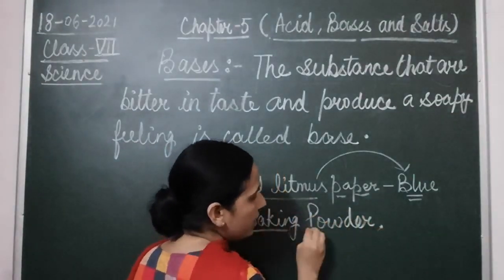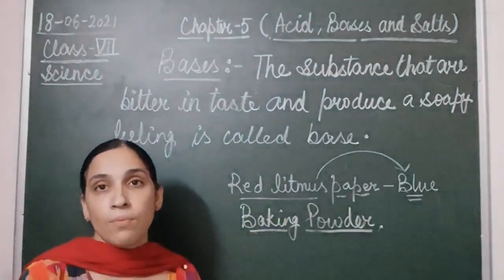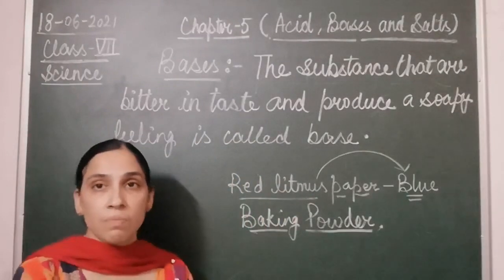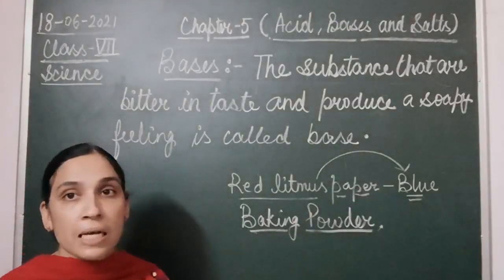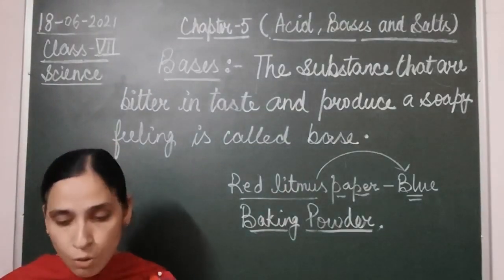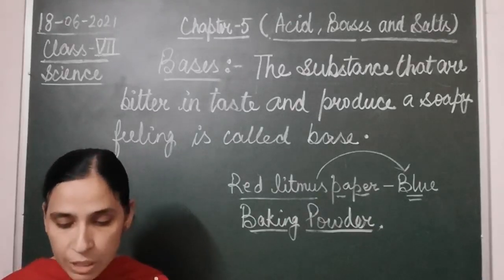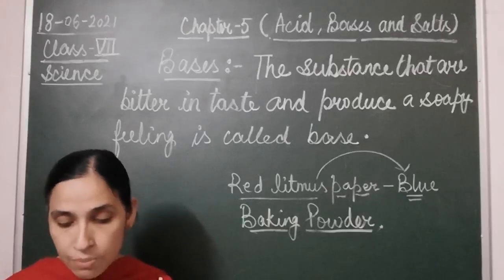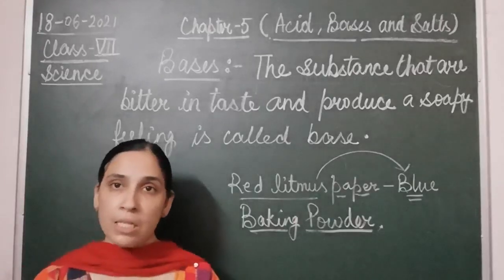Baking powder is an example. If you touch baking powder with a mixture of water, you will find that it gives a soapy feeling. It is a sticky, soapy feeling. So baking powder is an example of a base. Now children, we will look at some chemical formulas of these bases also, like sodium hydroxide, NaOH, and potassium hydroxide, KOH. These chemical formulas we are going to discuss later.